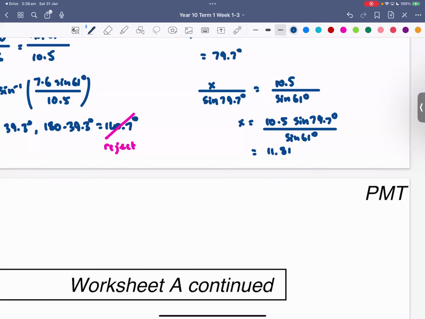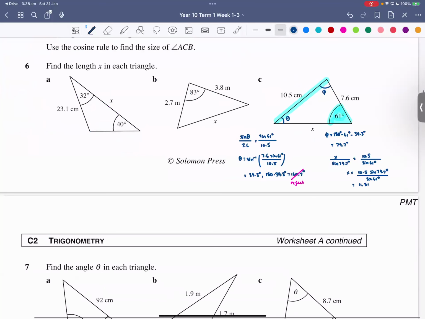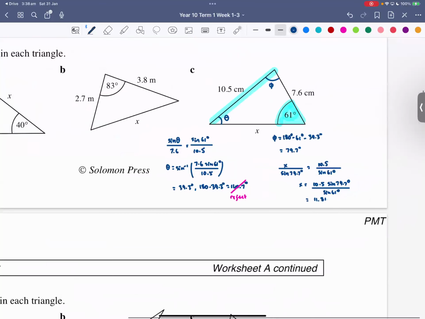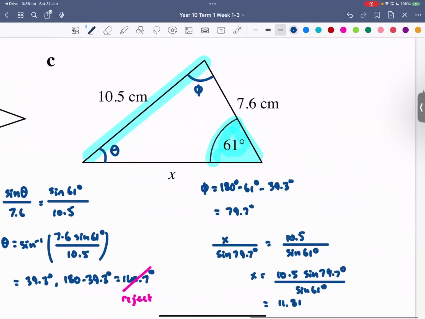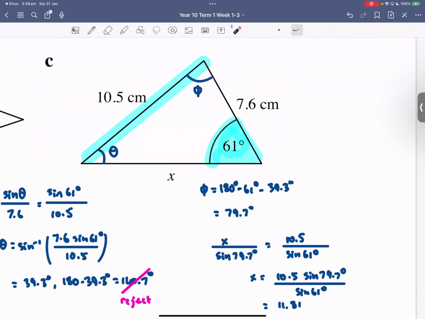Now, there's another reason why I wanted to put it in your notes. I'll tell you the other reason, and only the smart kids do this. School will not teach you this. Why did we use sine rule? Because I had an angle and the opposite side. Why did I not use cosine rule? Because I didn't have two sides and the angle in between, or I didn't have all three sides.